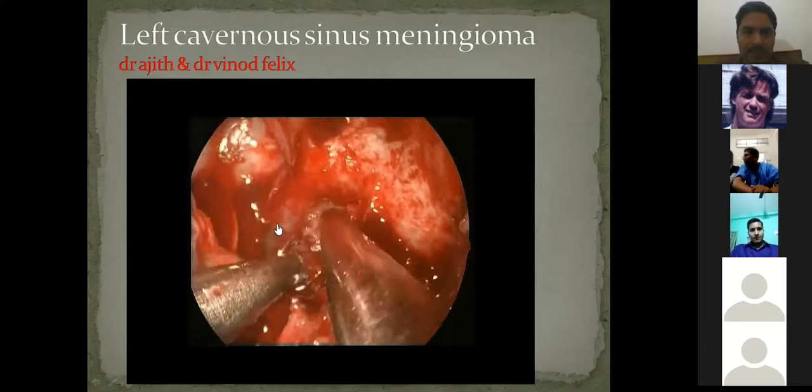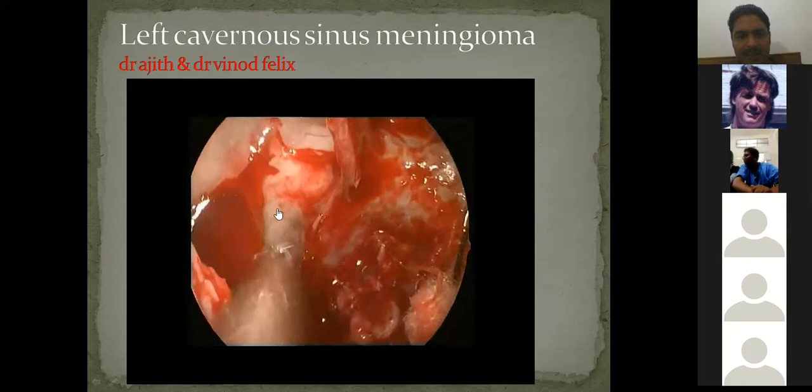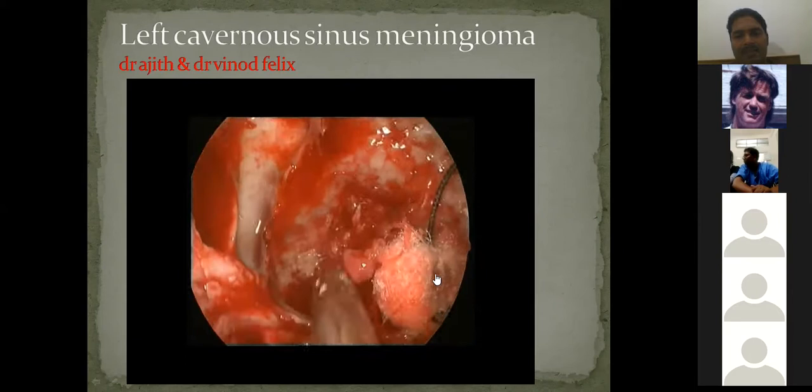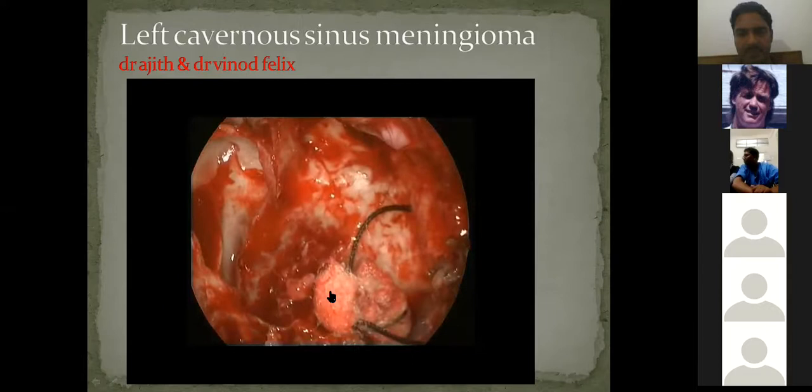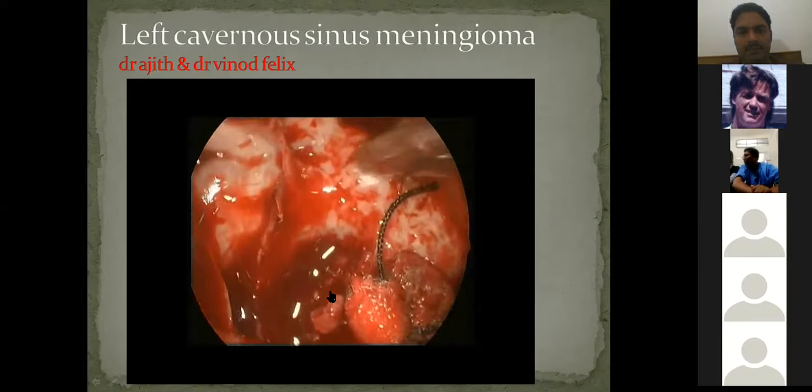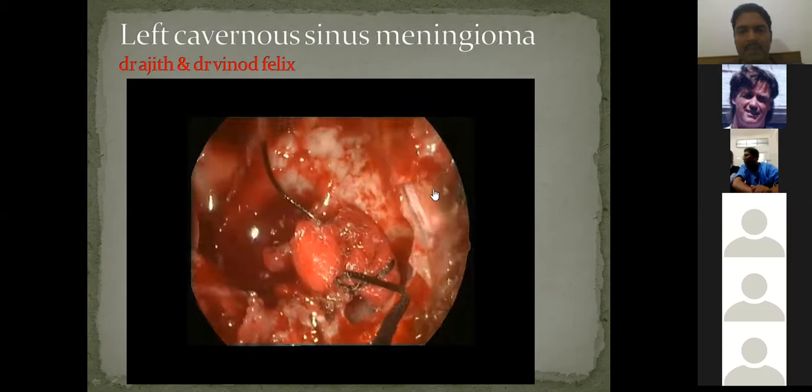This is the right clival carotid artery. You have the left carotid somewhere here, the right carotid. Clival recess, left will be somewhere here. And there is some tumor which covers the foramen lacerum there. There is a maxillary nerve.